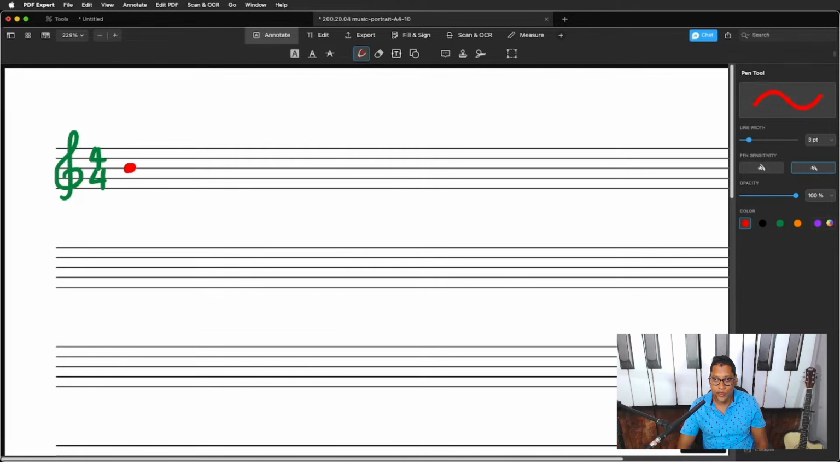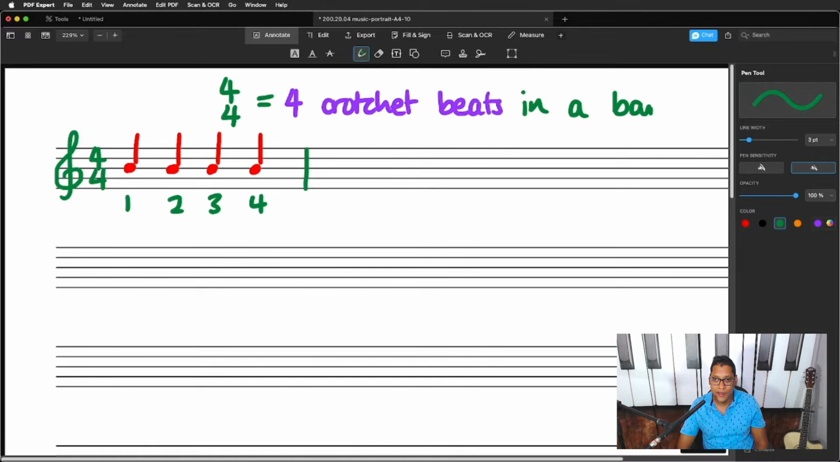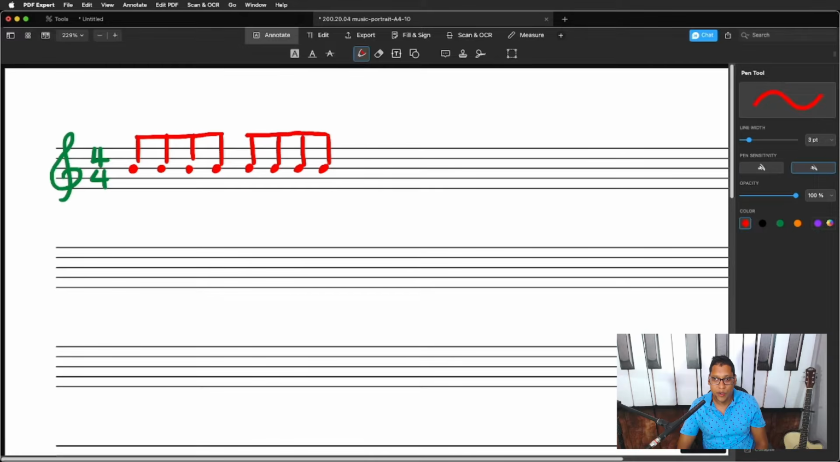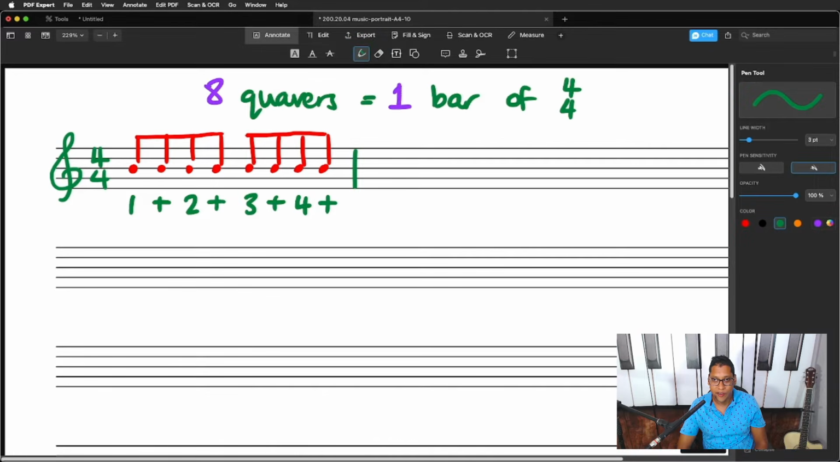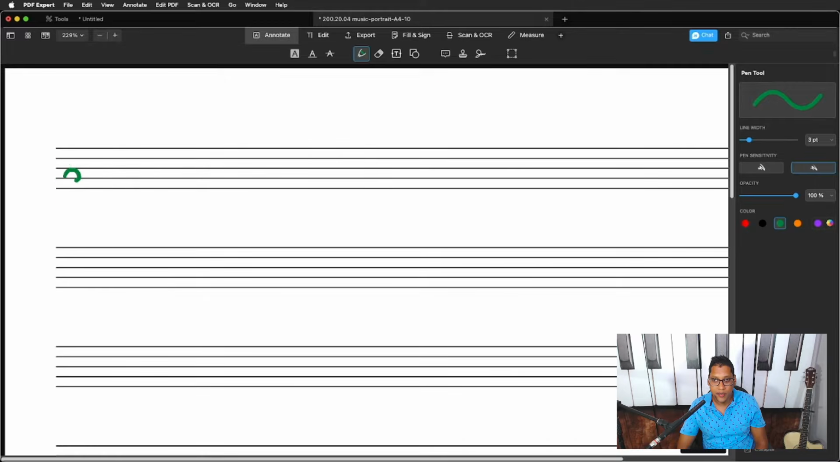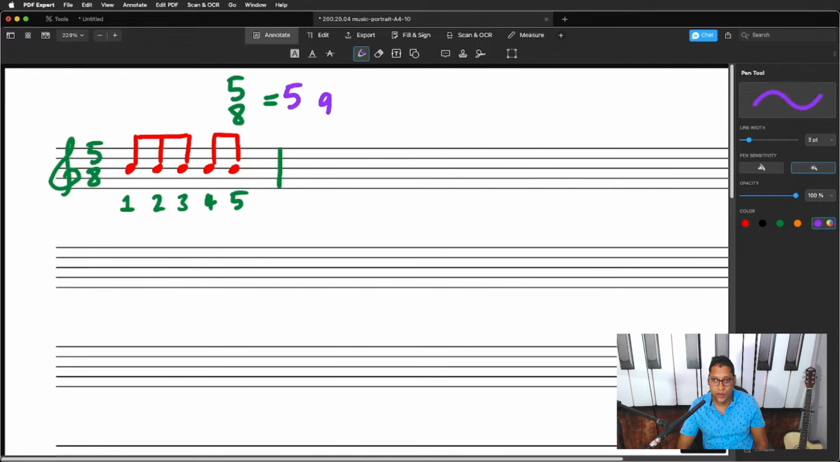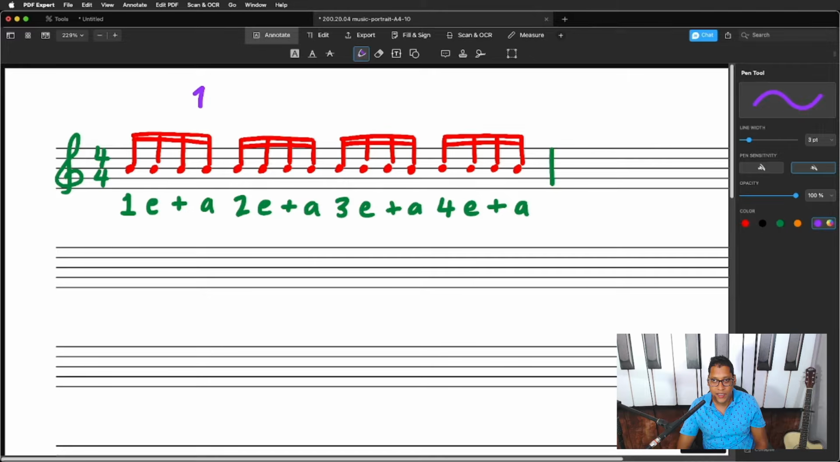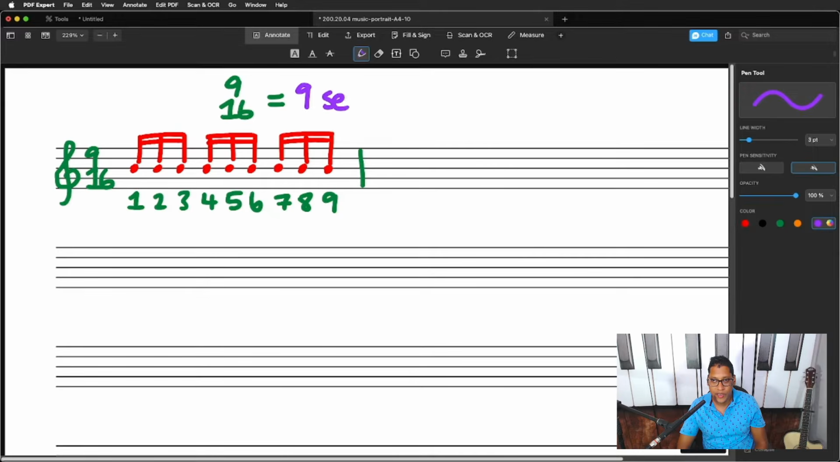A crotchet is also called a quarter note. A crotchet is worth a quarter of a bar of 4/4 time. So 4 crotchets equals 1 bar of 4/4. So for crotchet beats, the bottom number will be a 4. Quavers are also called eighth notes, because there are 8 quavers in 1 bar of 4/4. So for quaver beats, the bottom number of your time signature will be 8. Semiquavers are also called 16th notes. There are 16 semiquavers in 1 bar of 4/4. So for semiquaver beats, the bottom number will be 16.